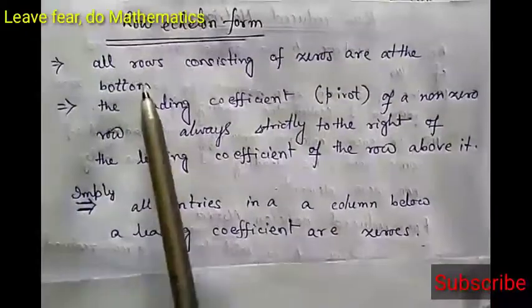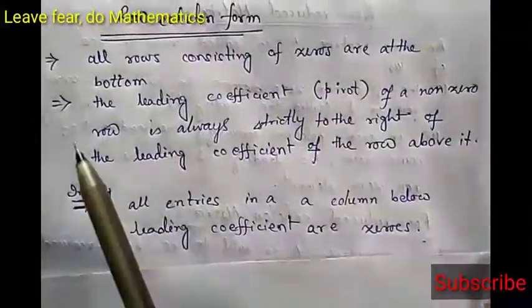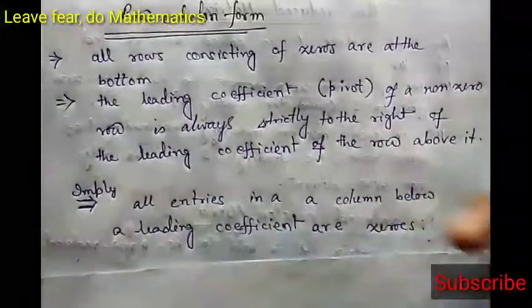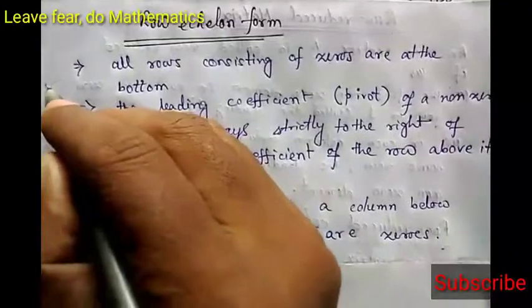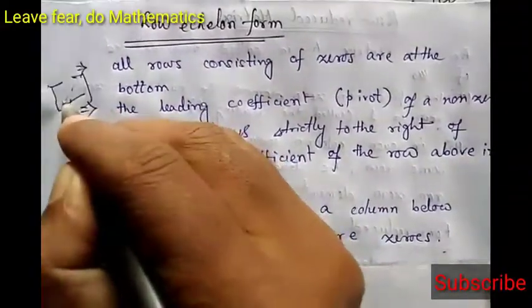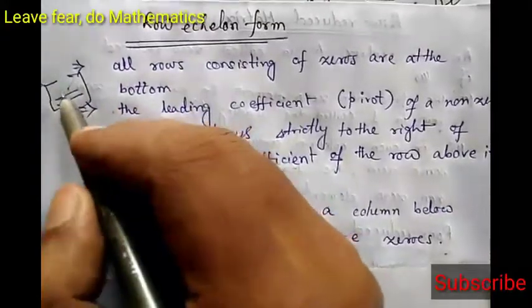Now first, the conditions are: all rows consisting of zeros are at the bottom. So the zero rows should be at the bottom of a matrix. If the matrix looks like this, then the zero rows will be at the bottom. So here will be zero rows, not at the top. A zero row cannot stay at the top.